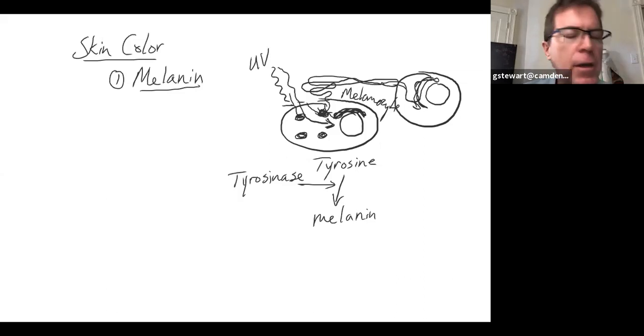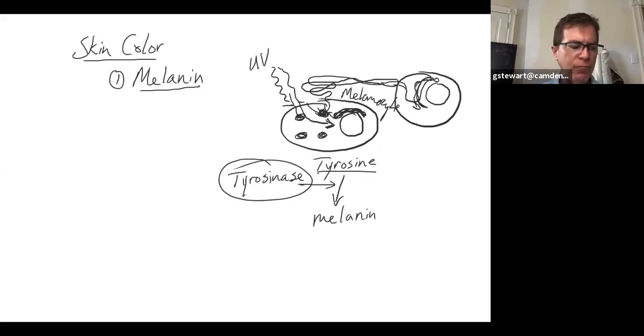But there's something called pheomelanin, which is like a reddish yellow pigment. And then there's eumelanin, which is the dark brown or black pigment. Both of them are energized from UV light, and both of them are created by the same means, from this amino acid in the presence of this enzyme.